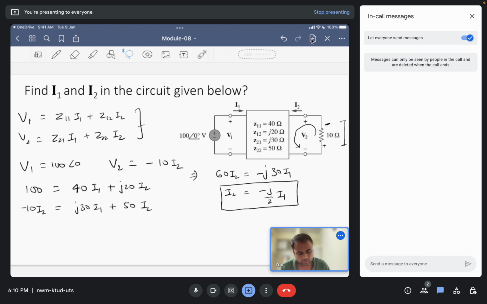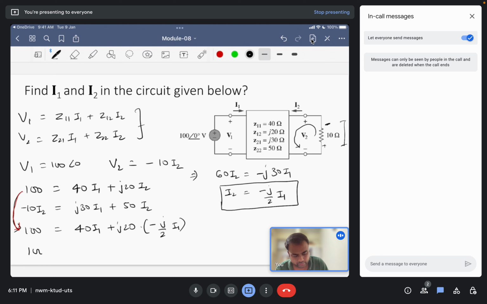Substitute the value for I2 in equation number 1. So 100 is equal to 40 I1 plus J20, and now I2 is minus J by 2 I1. So 100 is equal to 40 I1 plus J multiplied by J, which is minus 1. So this will become 10 I1. So 50 I1 is equal to 100. So I1 will be 2.